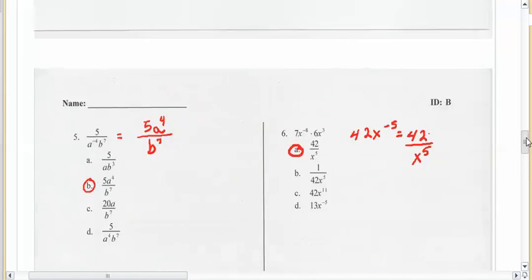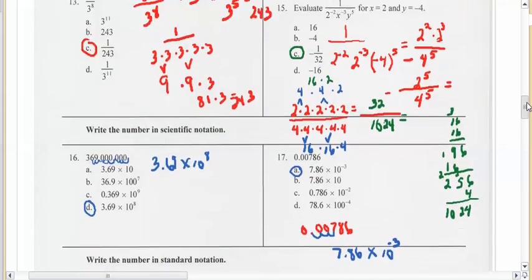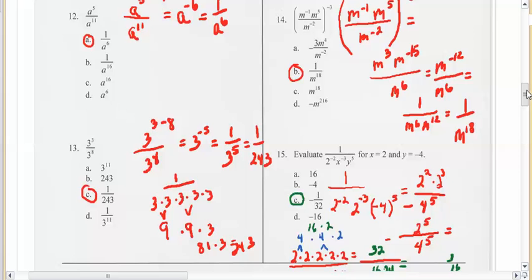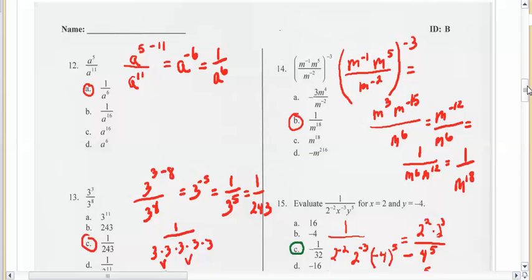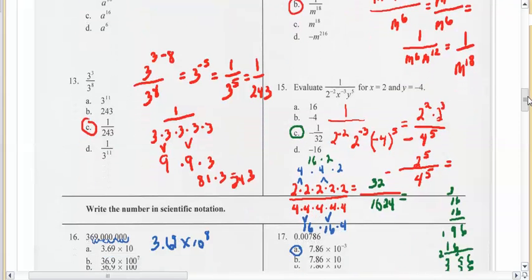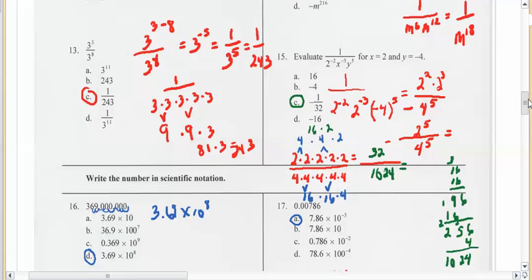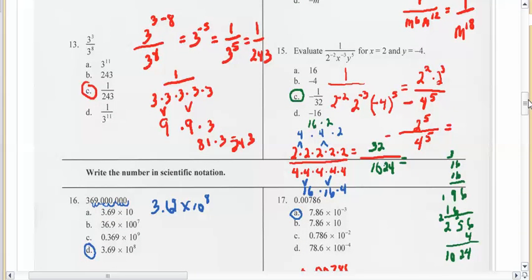Okay, going to go to page 3. Number 12. Okay, again division. Same base, divide. You're going to subtract 5 minus 11, which is negative 6. Don't want the negative exponent, want it as a positive, goes to the bottom of your fraction as 1 over a to the 6th. Number 13, again you're subtracting exponents, so we got 3 minus 8, which is negative 5.